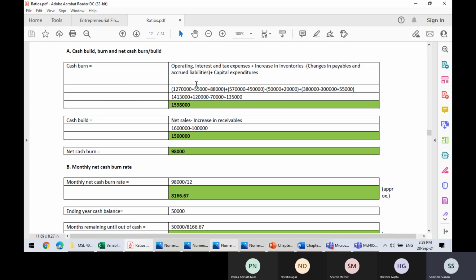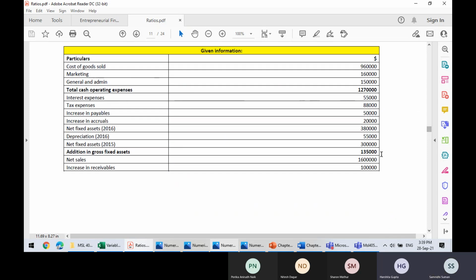So, do you want to carry forward, Harshita? Yeah, I can, no issue. So the capital expenditure, how will you find it out? If you can see in the given information, you can find the expenses that we have incurred for fixed assets. See that addition in gross fixed assets. Why are we treating assets as capital expenditure? Do you guys know the difference between revenue expenditure and capital expenditure? Nitesh, Sharon, Porika.